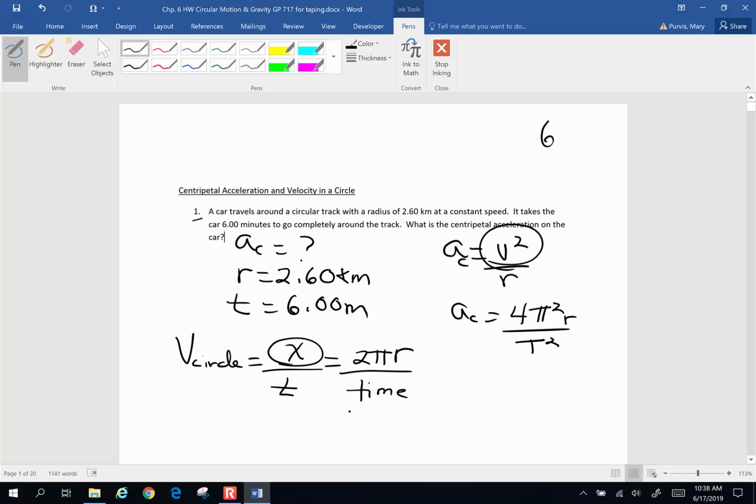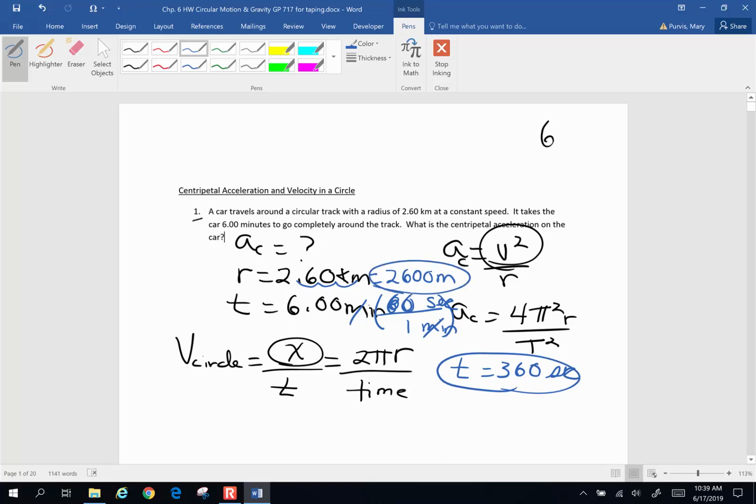So let's go ahead and take a look at this. Radius, we've got 2.60 kilometers. We know that that's not necessarily the best unit. So let's go ahead and convert kilometers into meters. If I change that decimal, that's going to be 2,600 meters. That's going to be my new radius. And you and I both know that we're going to prefer seconds over minutes. So let's get rid of minutes and go into seconds. There's 60 seconds in a minute. So 60 times 6, we're going to end up with a time of 360 seconds is going to be the time to go around, and that's going to be my radius.